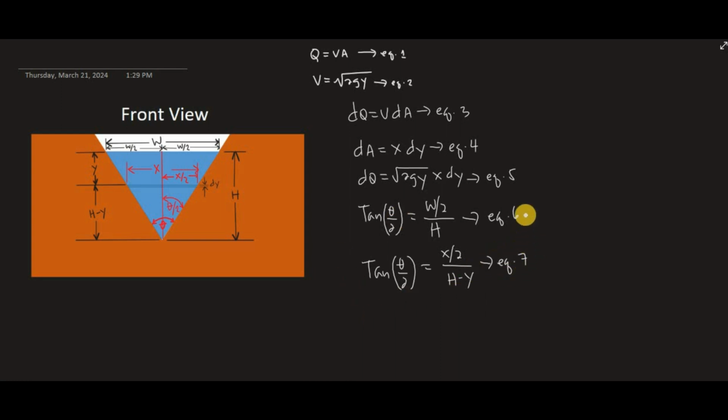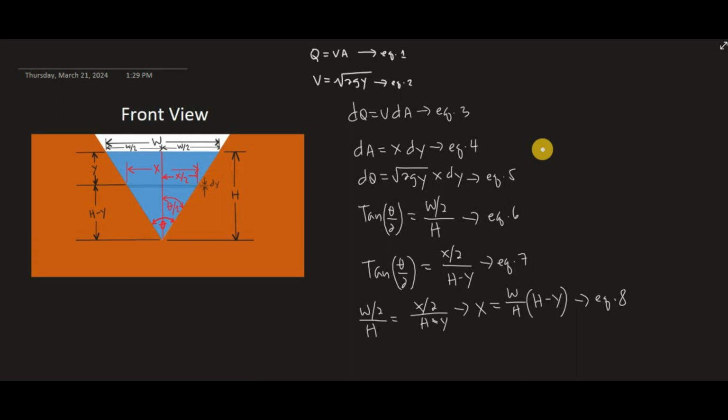Okay, now let's equate equation 6 and equation 7. So we obtain the following: w over 2 over h is equal to x over 2 over h minus y. Now, we can solve for x in this equation, and we are going to obtain the following expression: w over h multiplied by the quantity h minus y. Let's call this equation 8.